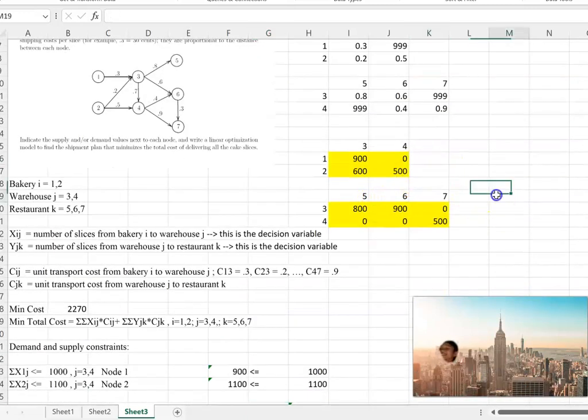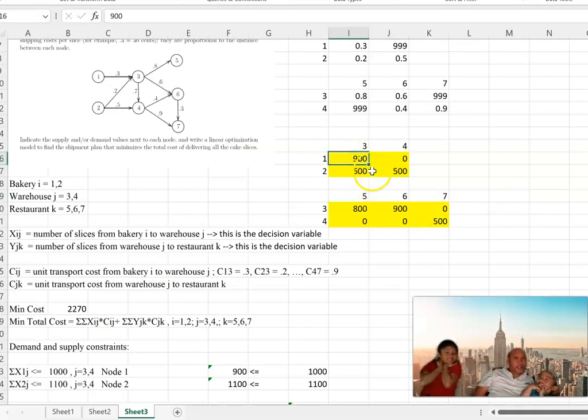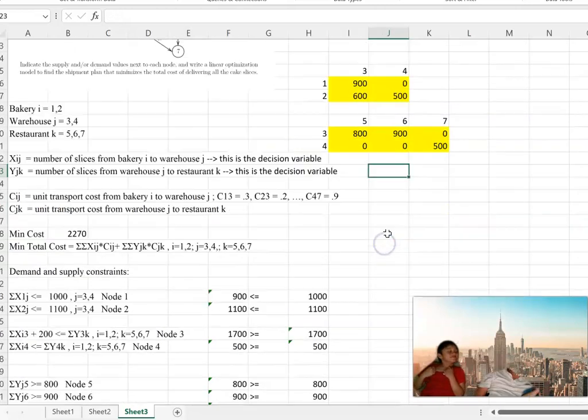So now this is the solution. So 900 from 1 should go to 3. The 600 from 2 should go to 3, and then 500 from 2 should go to 4, and so on. So this is the solution.